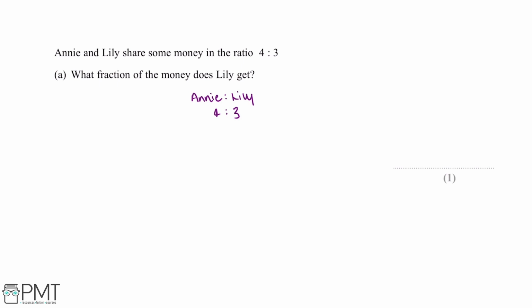And if this is the case, then the number of parts of money in total that there will be is 4 plus 3, which is equal to 7. So if Lily will be getting 3 parts out of a total of 7 parts, then we can rewrite this as the fraction 3/7. And this question is worth 1 mark, and this is for the correct answer.